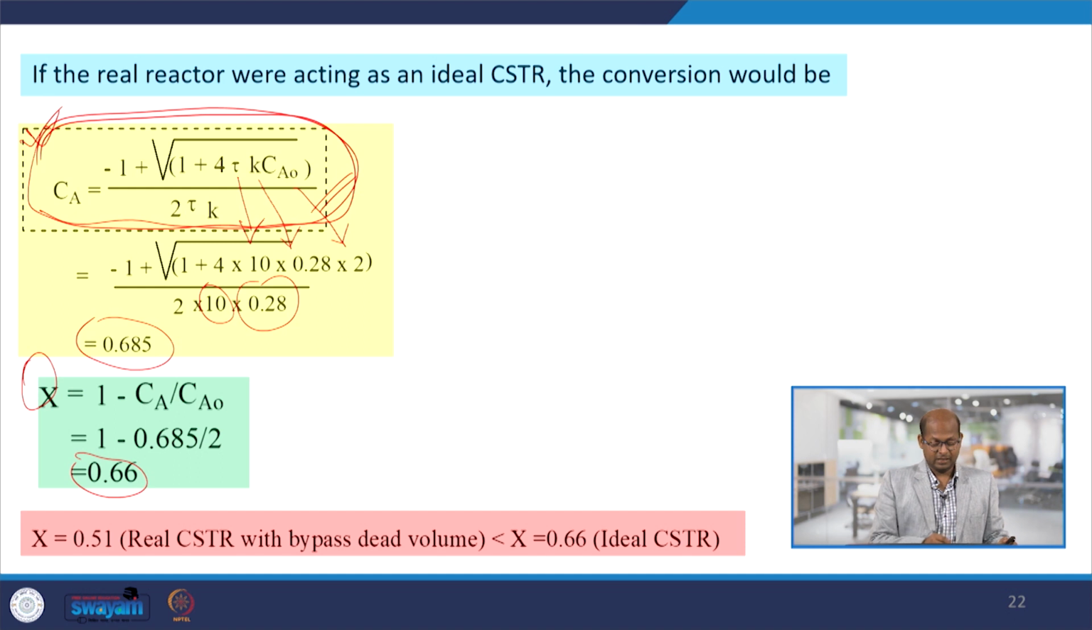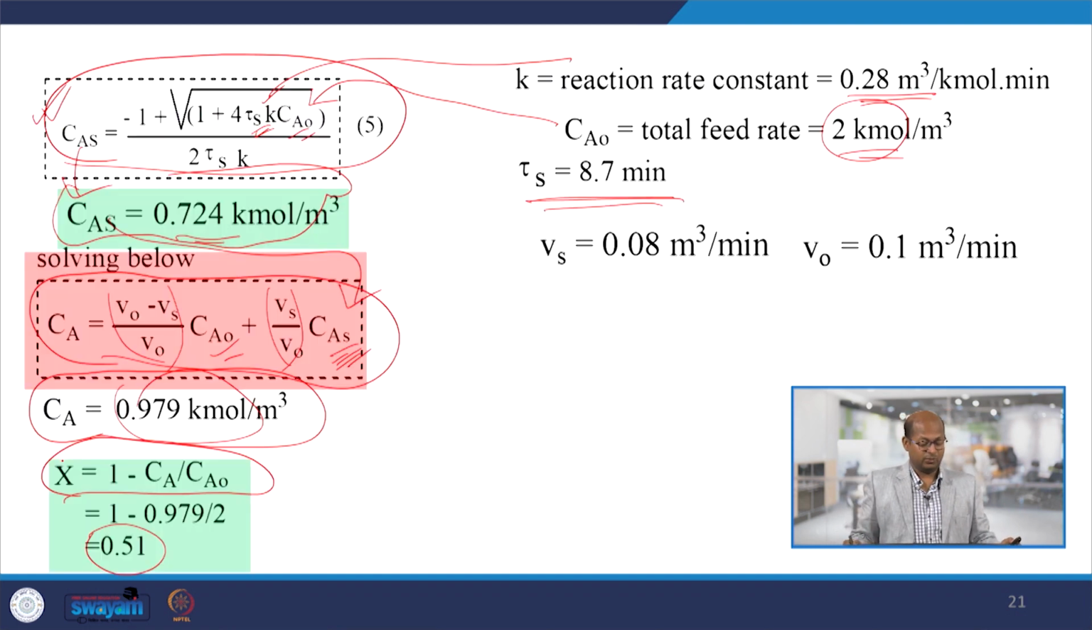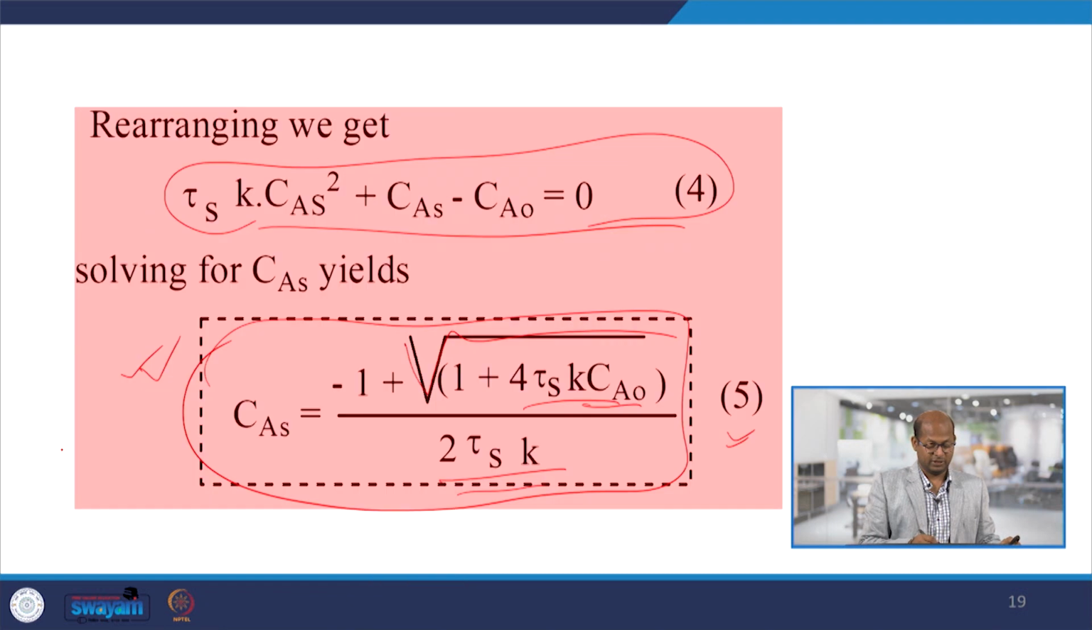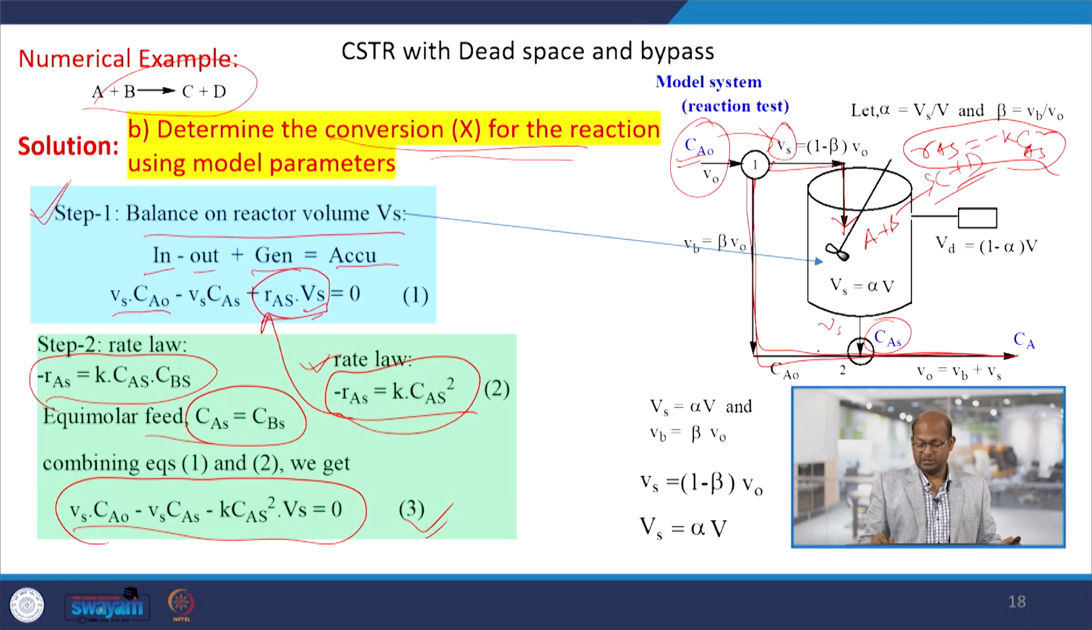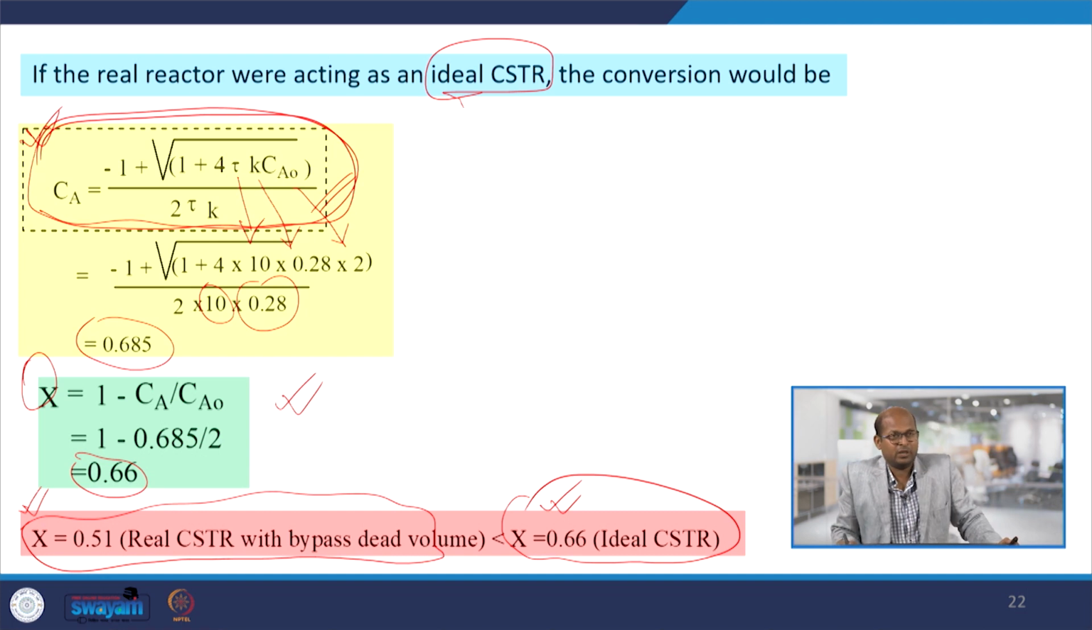So, this is the CSTR where we are not considering bypass, so this is the ideal CSTR. In this case the conversion is 66%, but in our real systems, if there is a bypass, then the conversion would be slightly lower. In this reactor a bypass stream was there. So, this is our ideal reactor, but here a bypass stream is also there, so the model system. Therefore, in real CSTRs with bypass or dead volume, the conversion would always be lower than the ideal CSTR conversion.